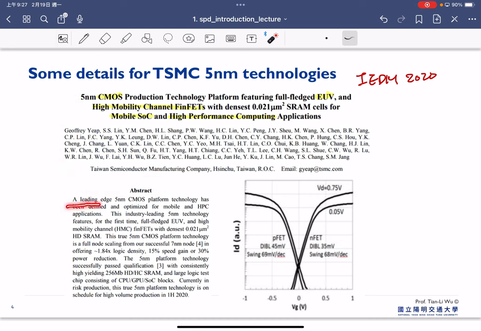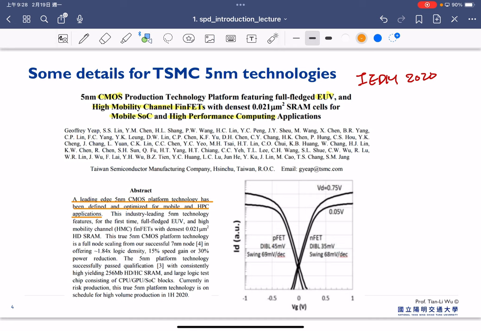A leading edge 5-nanometer CMOS platform has been defined and optimized for mobile and HPC application. You can find that this sentence is just another refresh of the title, right? That's exactly the same meaning as the title shows here. This just wants to let you know that writing a paper is not as complicated as you expected, because when we write scientific literature, we are not writing a novel. We are mainly writing statements that reflect the truth, and we mainly want to write an article that everyone can easily catch up with.